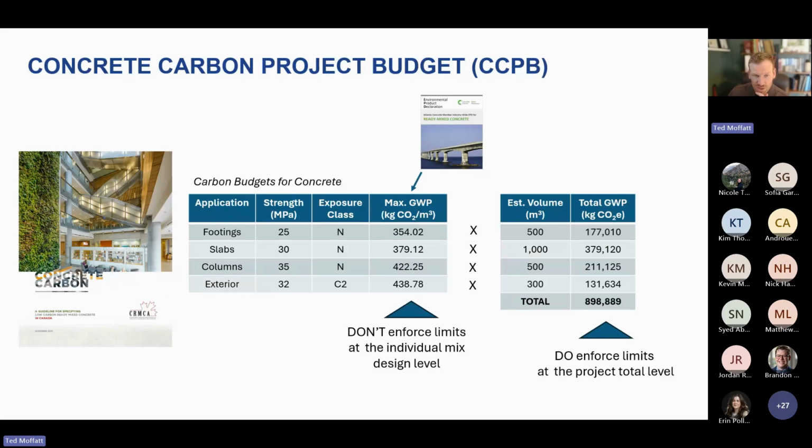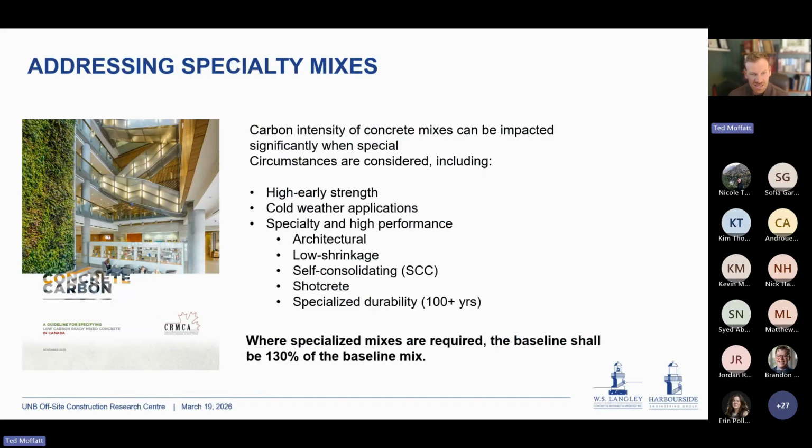Ideally, you want to enforce this value. You don't want to enforce each of these mix-specific values because in many cases, we have specialty mixes that are used on a job. By specialty mixes, I mean mixes that perhaps require high early strength, or let's say the job spans over 2 or 3 years over winter months. We tend to have cold weather concrete. Cold weather concrete typically requires maybe a higher powder content, a reduced level of SCMs to achieve that higher early strength. One given mix might have a GWP higher than the baseline. However, if we look over the entire project, we're still hopefully able to achieve that total GWP goal.